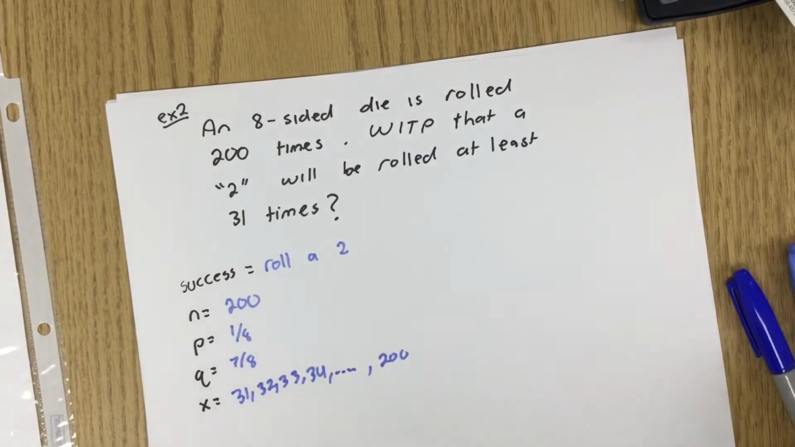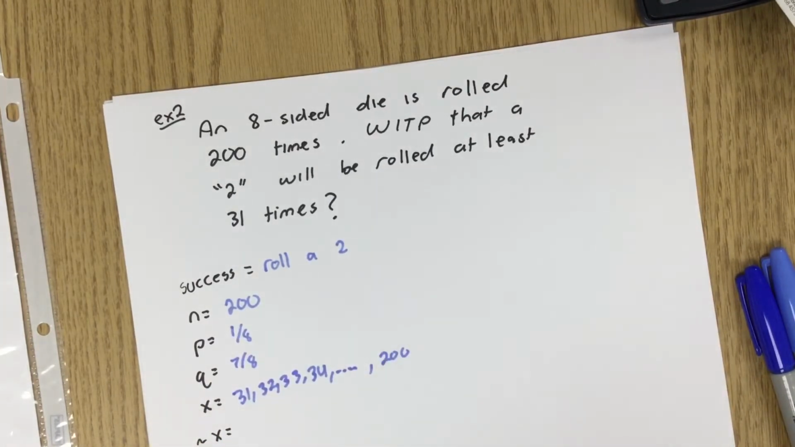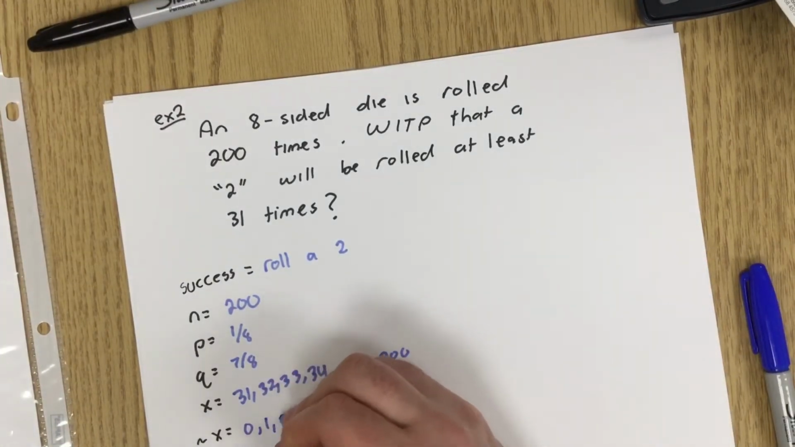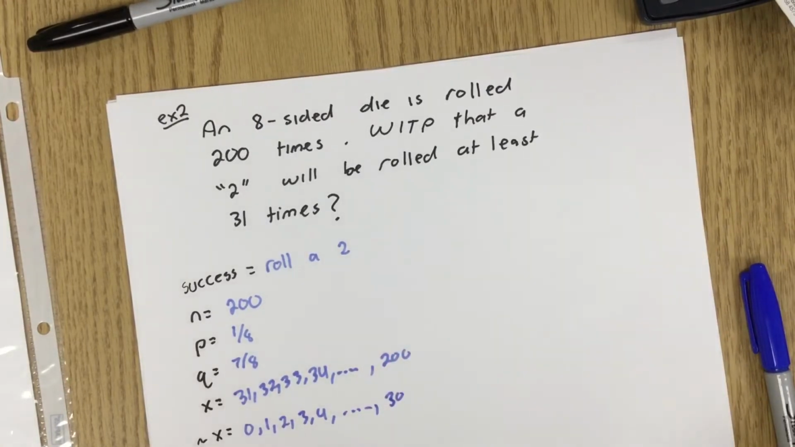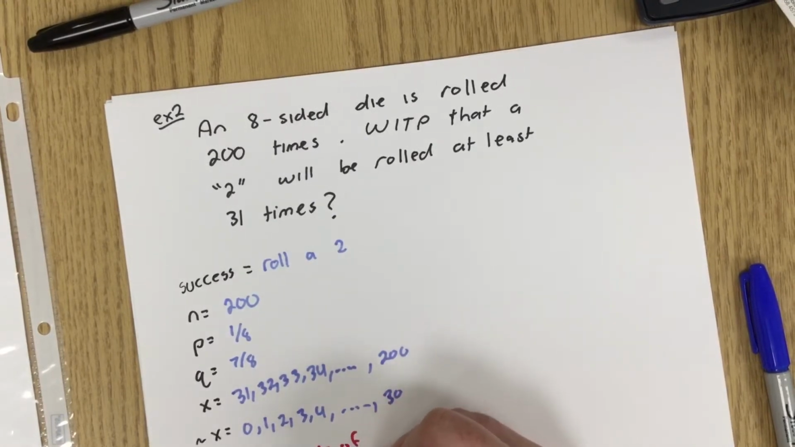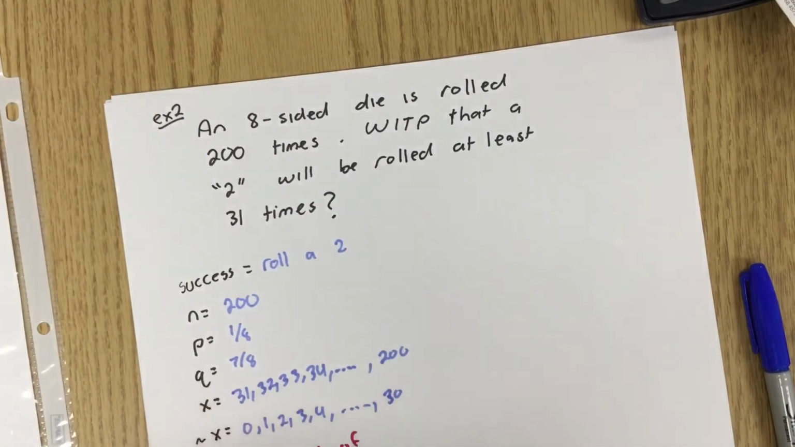Well, that's going to be ridiculous. So we know what to do here. What we're going to do is do it indirectly, and we'll say not x. So not x is going to be 0, 1, 2, 3, 4, all the way up to 30. And that's still kind of yucky. We could do it, but there's lots of cases. There's lots and lots of cases. So this is a situation where it might be useful to use the approximation, right?